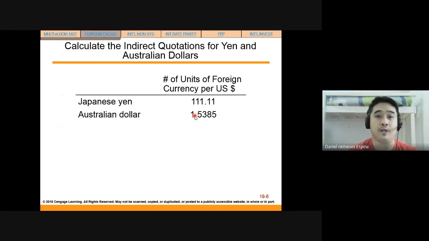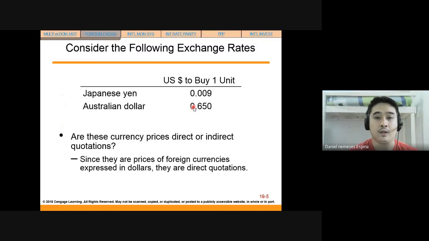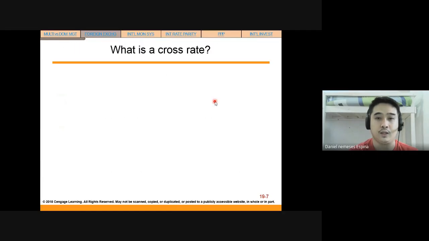Indirect quotation is simply the reciprocal of the direct quotation, or in other terms, the number of units of foreign currency per US dollar. So $1 is equivalent to 111.11 Japanese yen. How do we get this amount? You simply divide 1 over the direct quotation, which is 0.009. So 1 divided by 0.009.